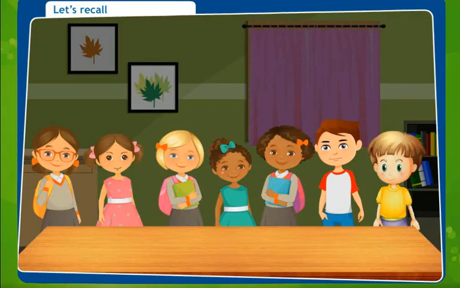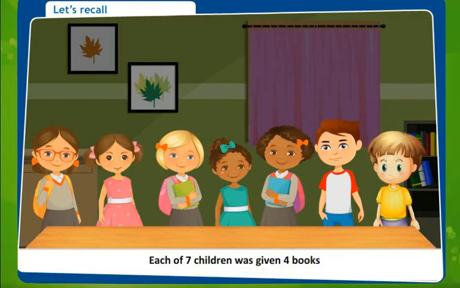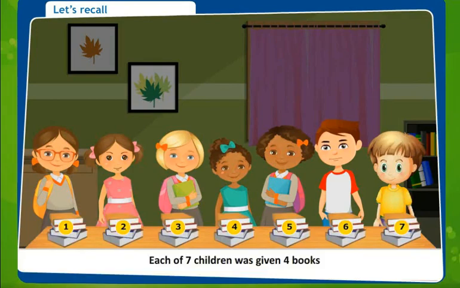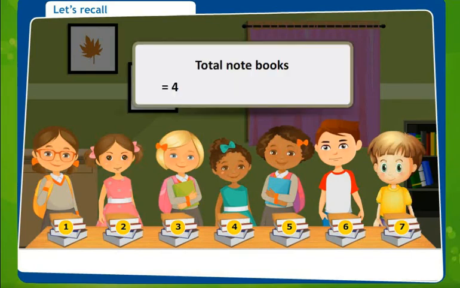Now suppose we have 7 children and each of the 7 children was given 4 books. Each child was having 4 books. So that means all the 7 children were given 4 books. Now suppose we need to calculate how many total notebooks there were. Each child, that means 7 children, each child had 4 notebooks.